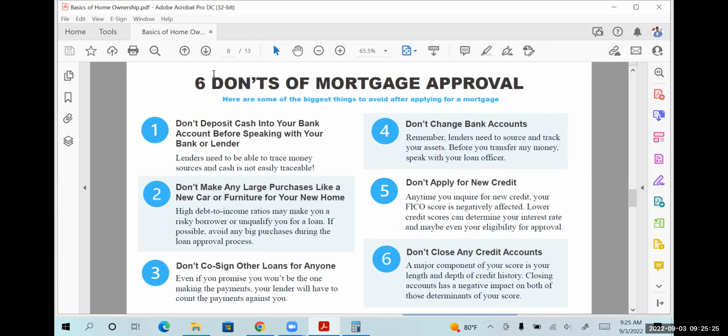For those that may be options for some of you guys, let's touch on some of the do's and don'ts when we're going through the mortgage approval. Sure. So one of the biggest things, if you have cash, you want to go ahead and deposit that into your bank now.